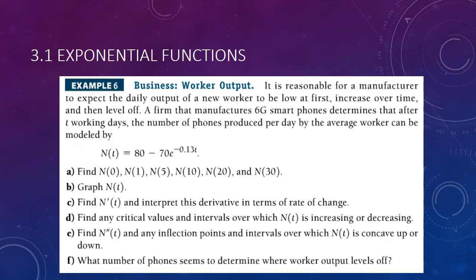B, you're just going to graph that function. C, you are going to take the derivative. And D, you're going to find critical values. Now remember what that means is you're going to set C equal to 0 and solve and figure out where the graph, according to the first derivative, is increasing and decreasing. You're going to find the second derivative and any inflection points, and then what number of phones seems to determine where the worker output levels off. So after how many phones do things seem to even out? All right, pause the recording, give this a try, and resume to check your answer.